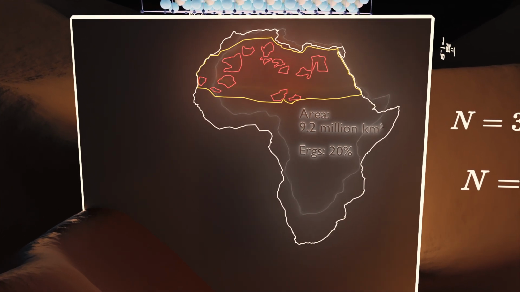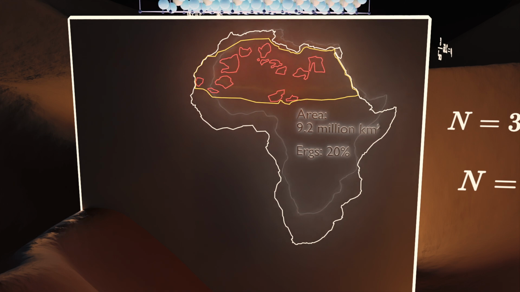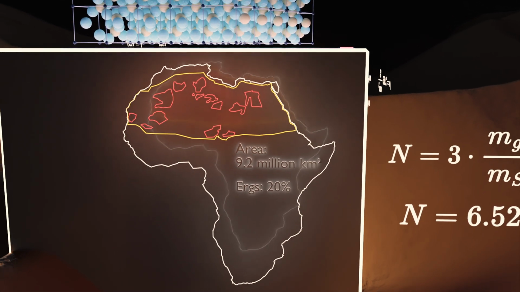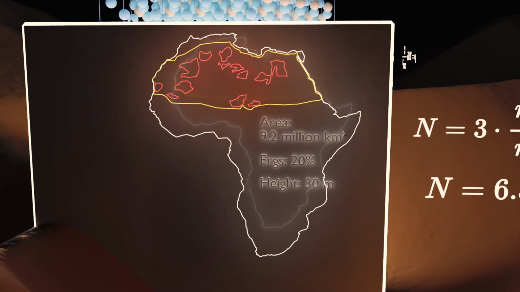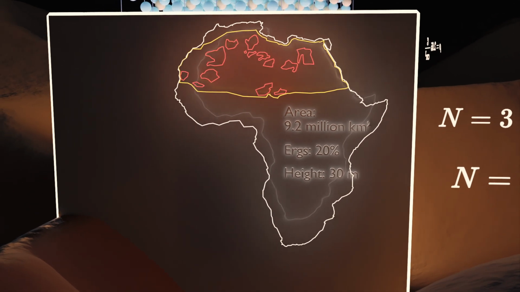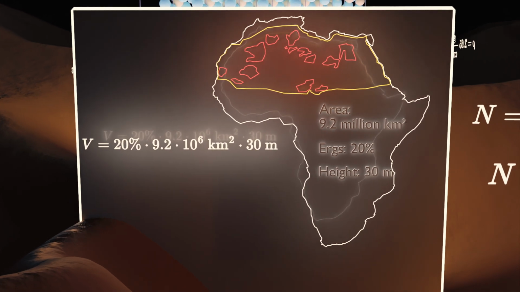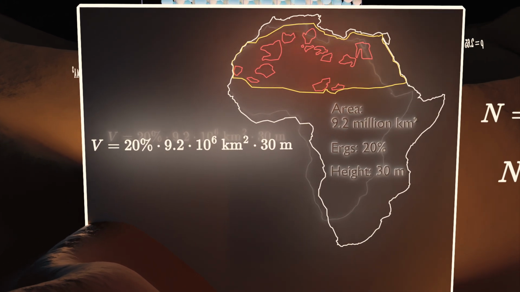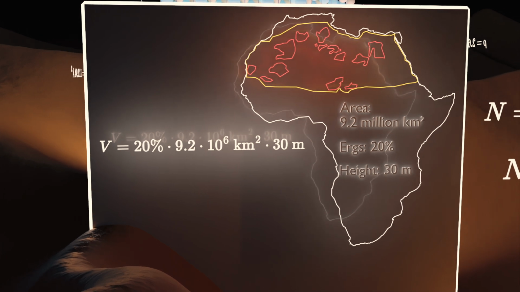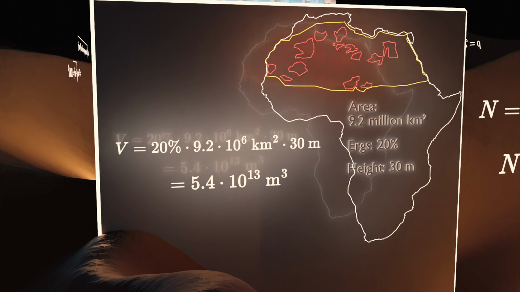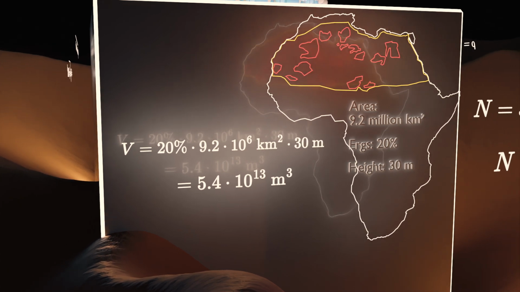So the ergs are occasionally really tall in terms of sand height, with dunes reaching up to 250 meters, and sometimes they are only a few inches deep. So let's choose some value between and say 30 meters of sand on average. With that, the volume of sand can be calculated as the area of the Sahara times 20% to limit ourselves to the ergs alone, times the depth of 30 meters. This gives us an insane amount of 5.5 times 10 to the power of 13 meters cubed of sand.